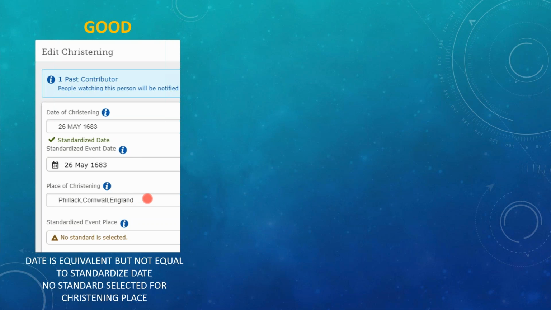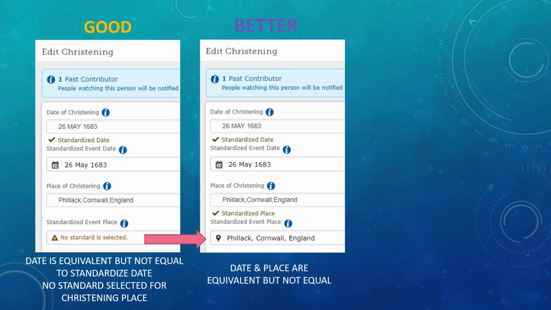In this case, here you have Philac, Cornwall, England, but it doesn't have a standardized place. This really needs to be in here. The fact that it is in there means that I can go and change it, so that's good. But it's not going to start looking for records in Cornwall, England until there's a standardized place. This is what would be better. Even if I leave this as two separate entries, as what it's interpreted, they're not equal. But the computer is still looking at the right date and time period, and now it's looking for the standardized place.